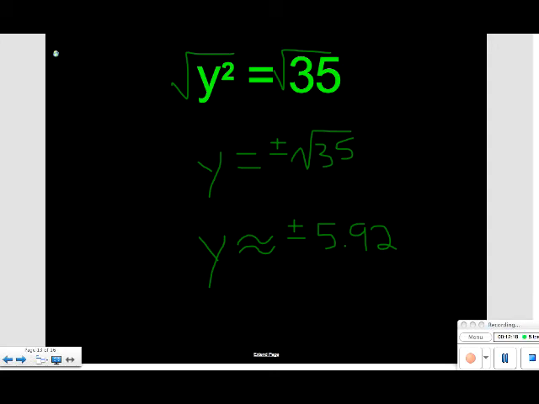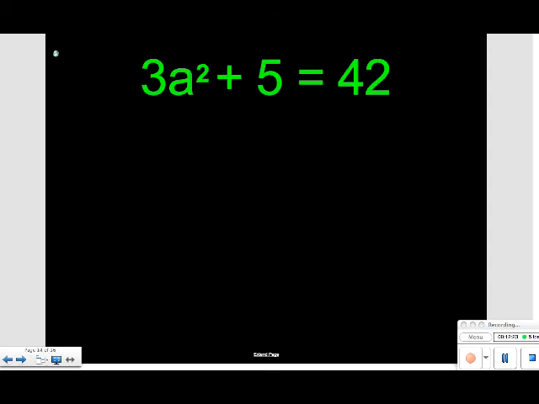Alright, we're going to do another quick example, and then I'm going to give you something to ponder. Ooh, look at that. I like this problem. Okay, 3a squared plus 5 equals 42. You start off doing this like you would do any other problem. You need to get the variable alone. First thing we've got to do, we've got to get rid of that 5. We do that by subtracting it from both sides. So we get 3a squared equals, subtract 5 from both sides. The 5 goes away here, and then we subtract 5 from 42. We're left with 37.